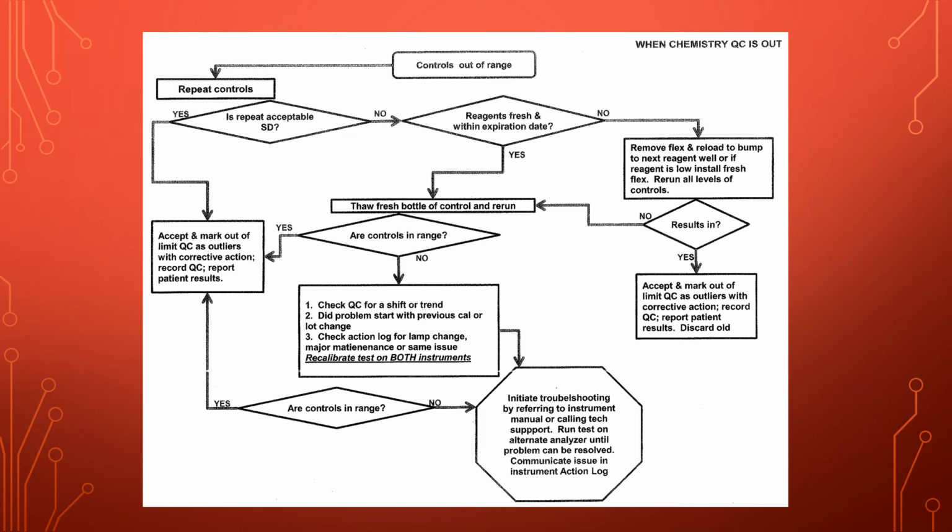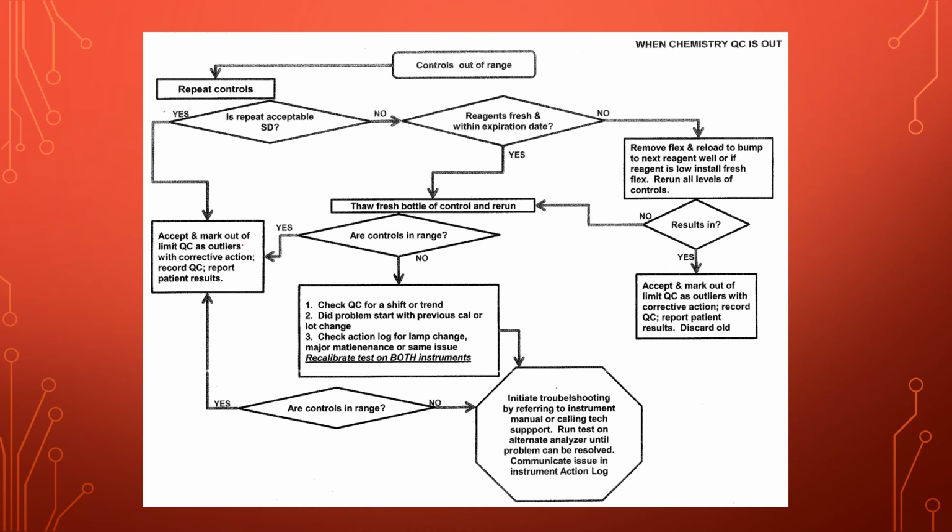As with most hospitals, if your controls are out of range, usually the first thing you're going to do is repeat the controls. I just want to point out that repeating the controls is acceptable, but the corrective action has not necessarily been taken yet. You can't ignore the fact that you had an outlier. You have to mark that as an outlier, as a random error, and that's your corrective action.